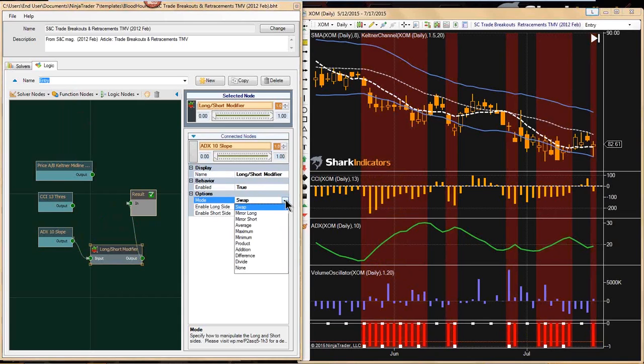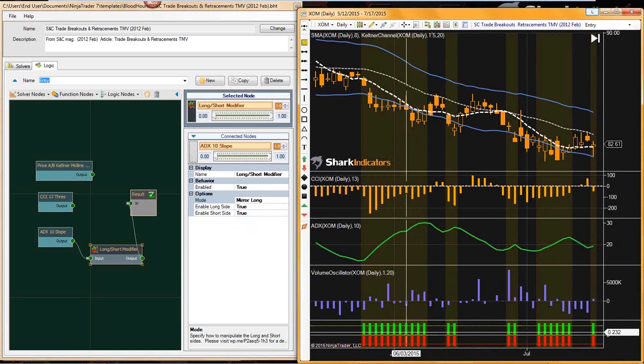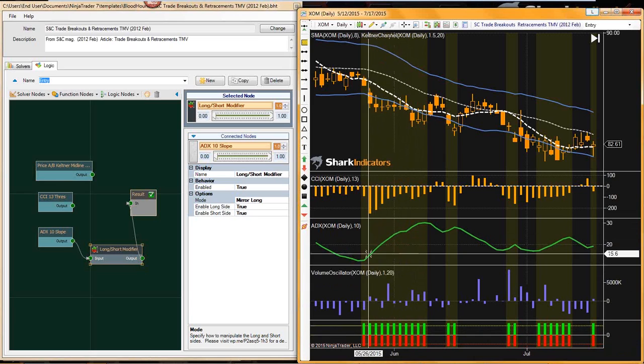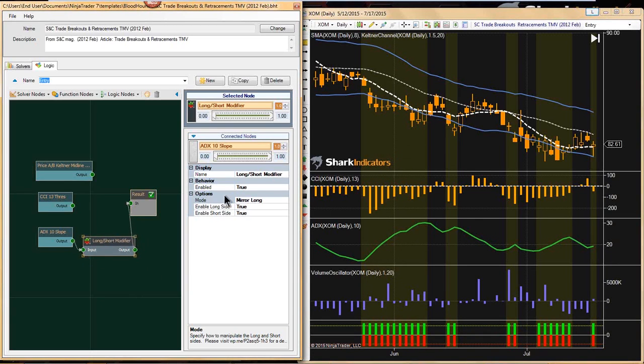And we can take this mode and let's simply just mirror the long. We'll mirror the long. So, all right. Now, if you look at our output, whenever the ADX is sloping up, we get both a long and a short output. All right, and so that's what the ADX is telling us. The ADX is telling us that we're trending, and we could be trending in a long situation, or we could be trending in a short situation, one or the other. So that's what we need from the ADX.